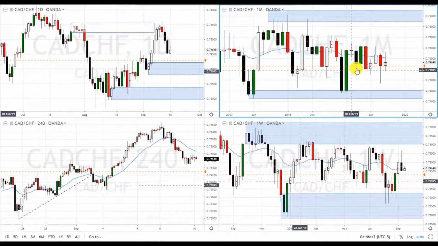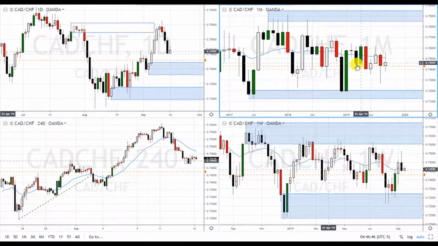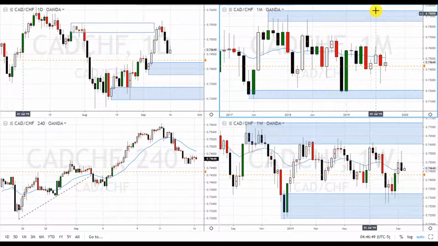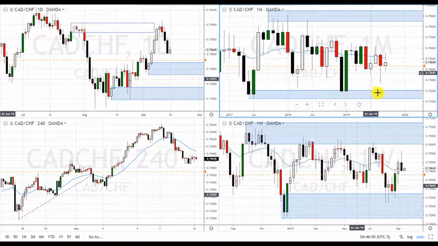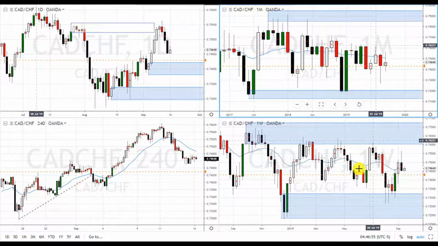Okay, so our highest time frame is telling us that this forex pair is ranging between the supply and demand zone. So when it gets down here, look for buy opportunities. When it gets here, look for selling opportunities.